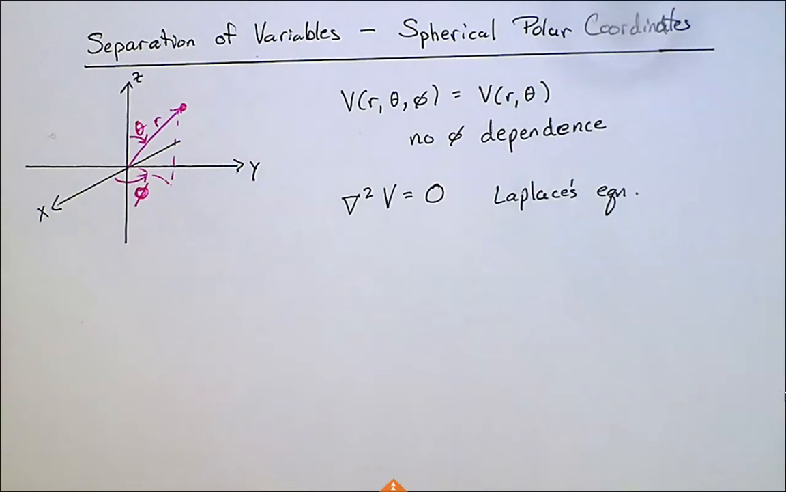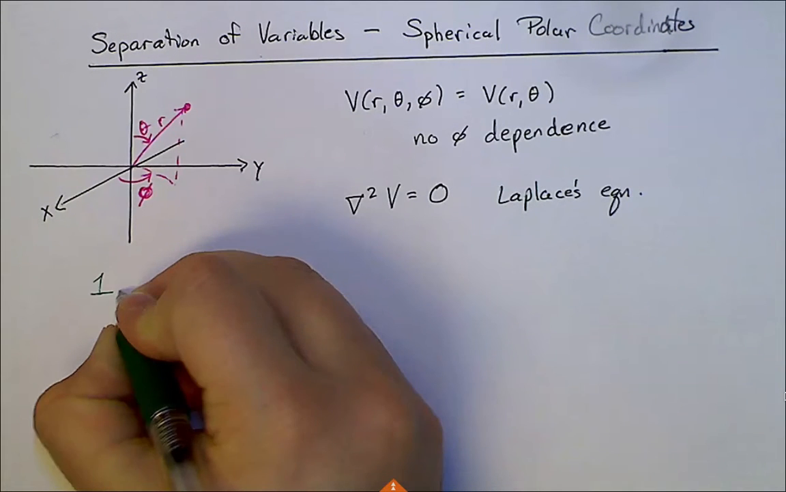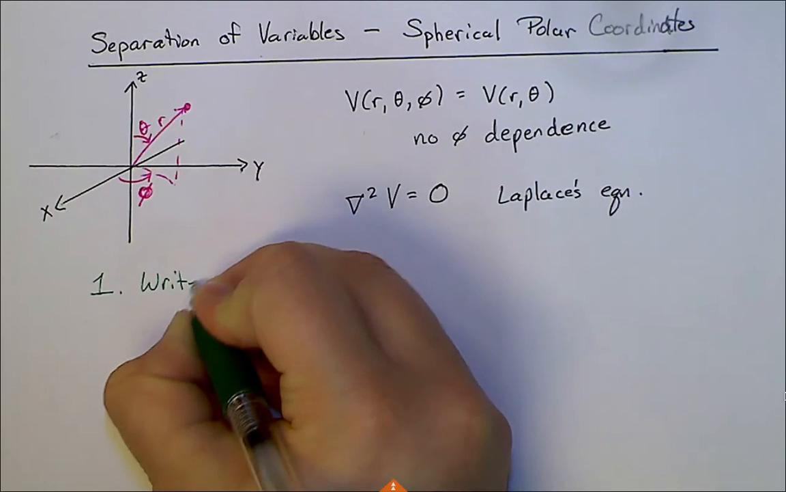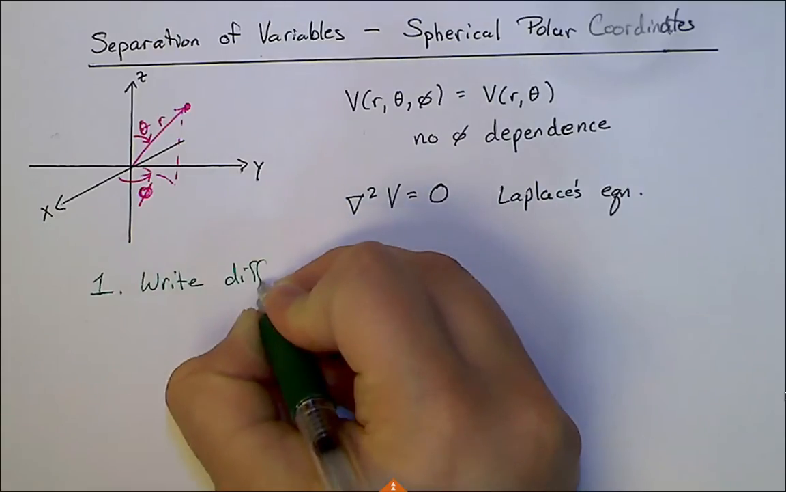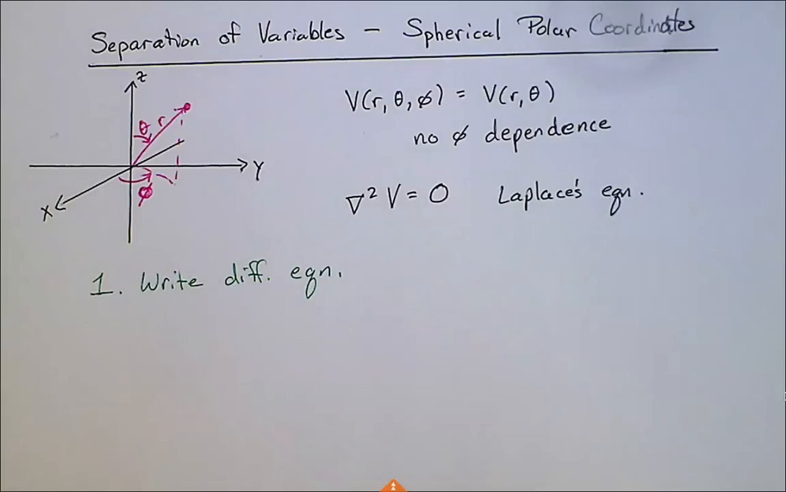All right, so let's follow the 6 steps to separating out variables. 1, write out the differential equation explicitly in terms of the variables, which in this case are r and theta.